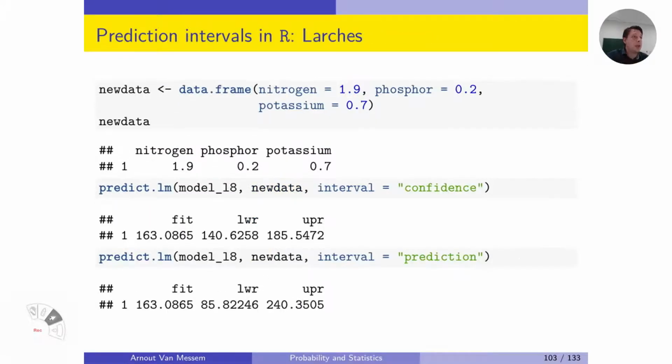If we do it for the second example, we look at the largest. We have the specific values nitrogen, phosphor, and potassium. We plug them into a data frame. This data frame we put into the predict, and then we say we want to predict model 8 with the new data, and then again confidence interval or prediction interval. Same thing here, we get a fitted value. So this is my prediction, 163 centimeters as average height of the tree for these given mineral values. And then we have the confidence interval, which is smaller than the prediction interval.